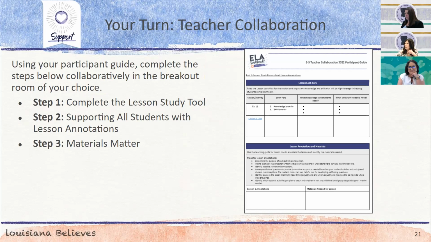So if you notice in part 2 of your lesson annotations, there will be a link to lesson 1 of the unit that you're working on, and there is a section for you to fill out the student look-fors, and then identifying what knowledge and skills students will need in order to be successful in that lesson. You can do as many lessons as you can get through in that 10 minutes. And as you're working, think about what this can look like on your school campus. Any questions before I open the breakout rooms? All right, I will let y'all get back to it.